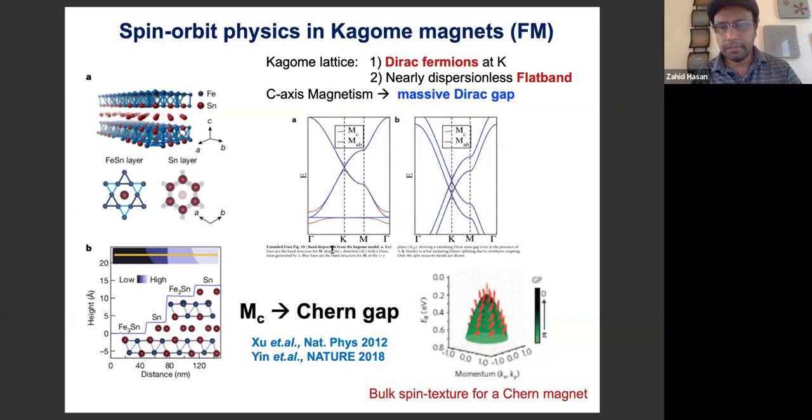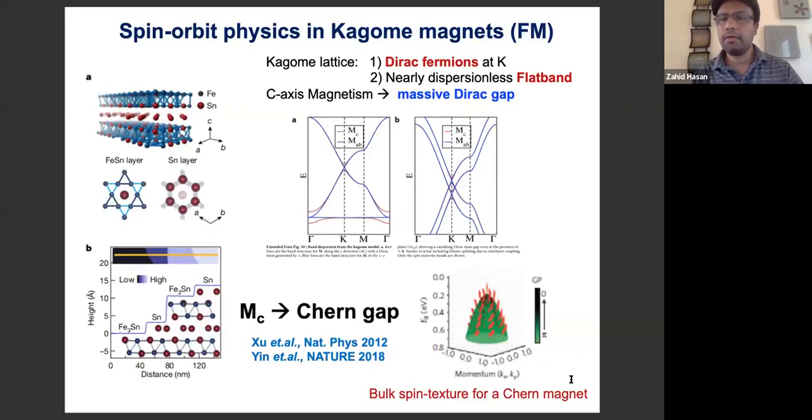So then we tried to apply our Chern gap diagnostic technology to explore whether some of these Kagome magnets, which people claim based on transport to have Kagome physics or topological physics, really do. For the Dirac fermion case, if you have out-of-plane magnetization, then this Dirac fermion will open a gap, creating a massive Dirac gap. If the sample really has out-of-plane magnetism and a Dirac fermion, then its spectroscopic signature in a Chern state would be like this, just as what we demonstrated in the topological insulator case. You can call it bulk spin texture for a Chern magnet. You can also show theoretically that this would be the signature.